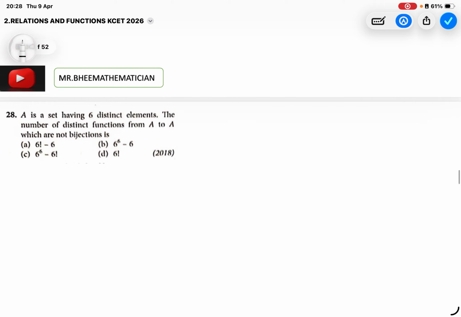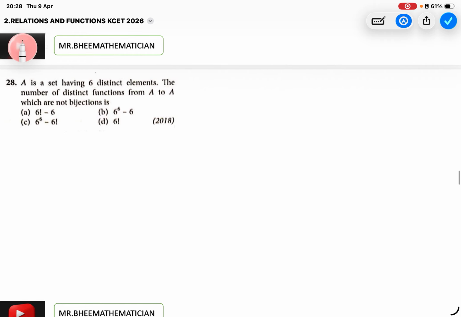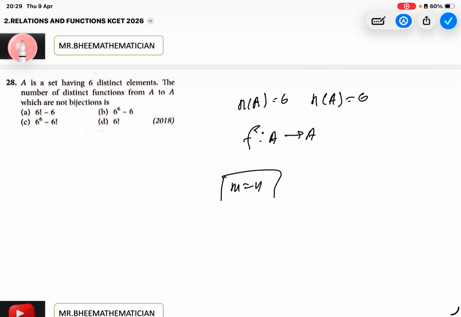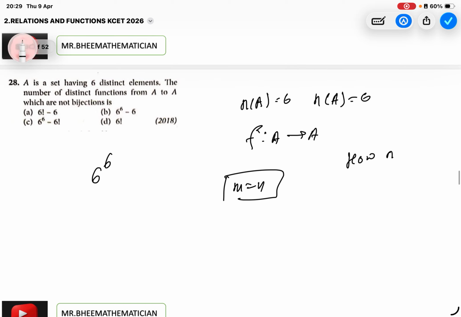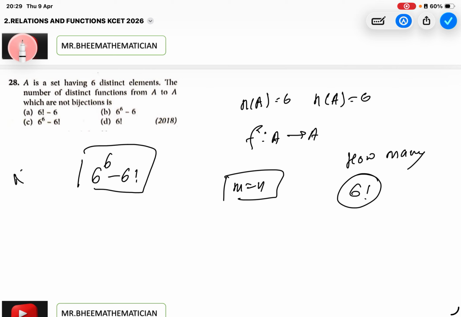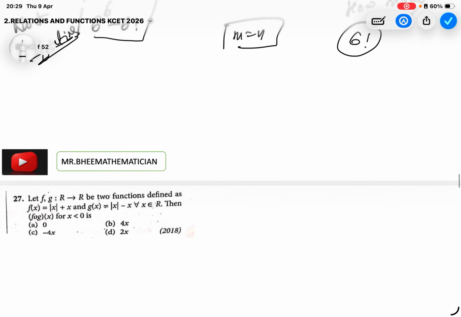A set having 6 distinct elements. Number of distinct functions from A to A which are not bijections. Okay, n of A is 6, and the function is from A to A, so it is the m equal to n case. How many total functions are possible? 6 to the power 6. How many bijective functions are possible? 6 factorial. Remove that 6 factorial and you will get the non-bijections. These are the non-bijective functions.